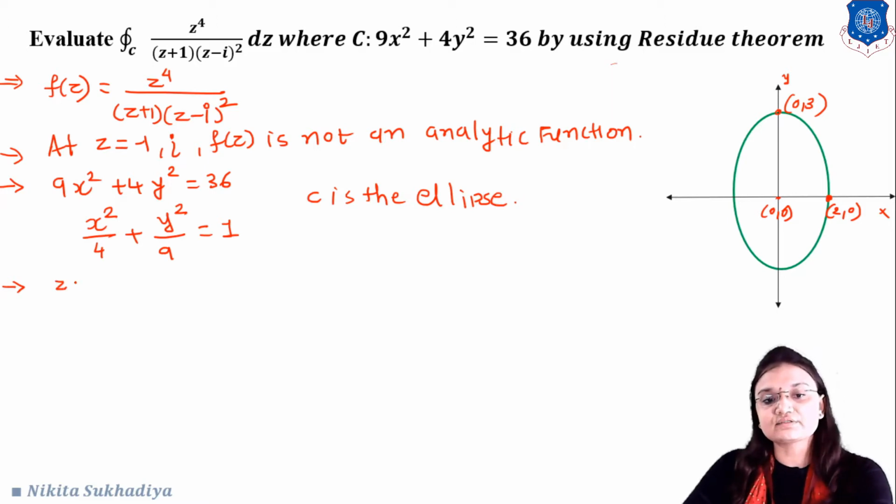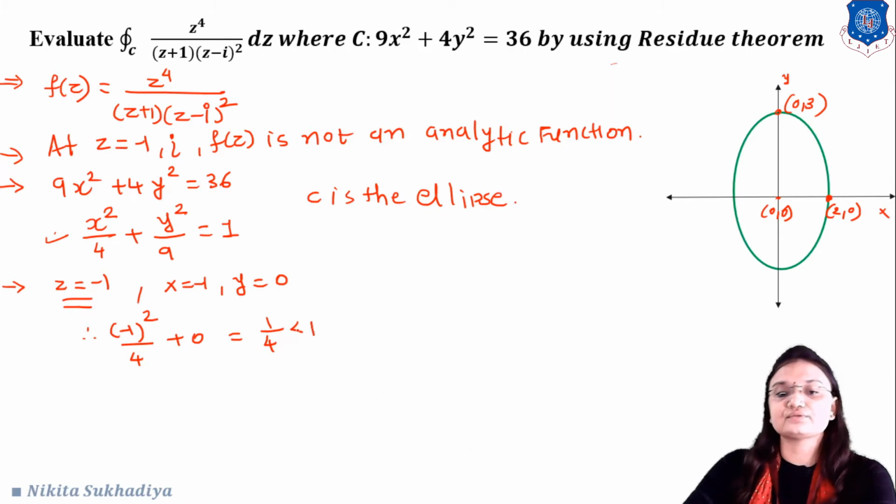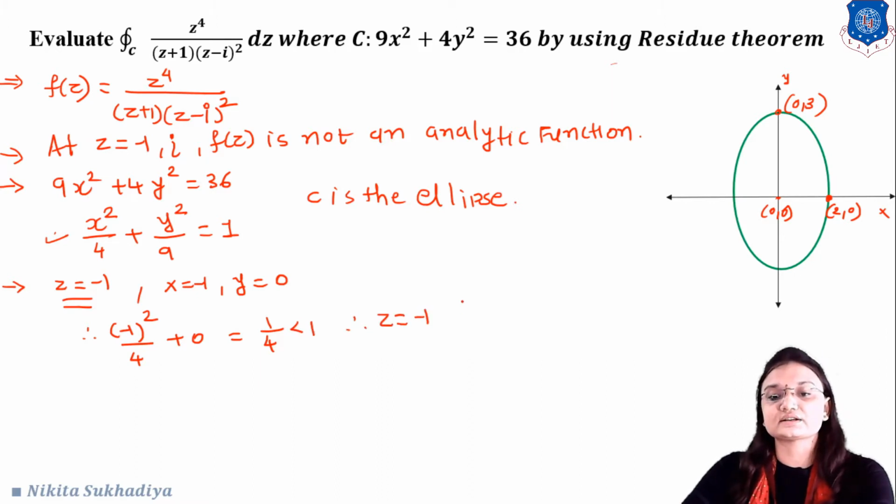So for z equal to minus 1, let's check. But here you can clearly see that we have an equation in the form of x and y, and a point in the form of z. We know that z equal to minus 1 is nothing but x equal to minus 1 and y equal to 0. Putting x equal to minus 1 and y equal to 0, we get minus 1 whole squared divided by 4 plus 0, which is 1 by 4, which is less than 1. So we can say that z equal to minus 1 lies inside the ellipse.